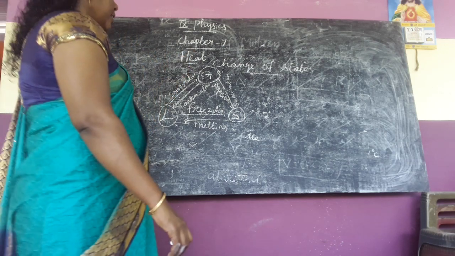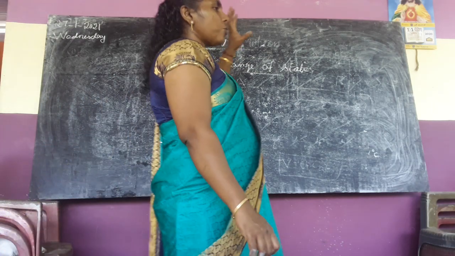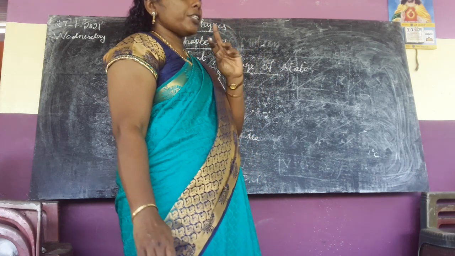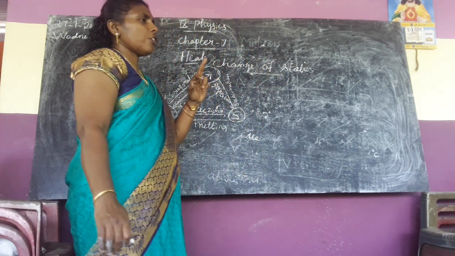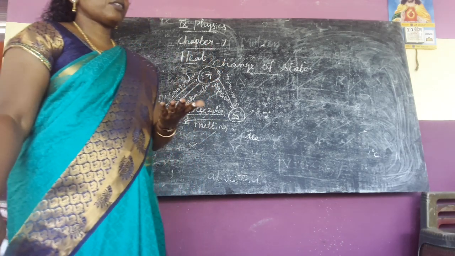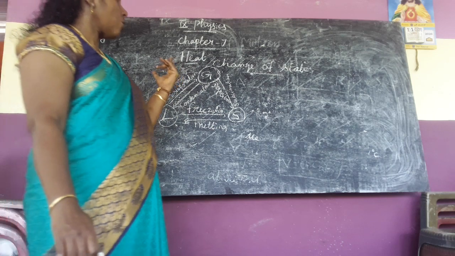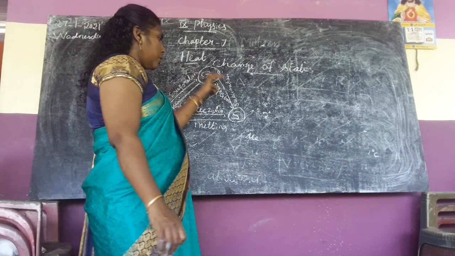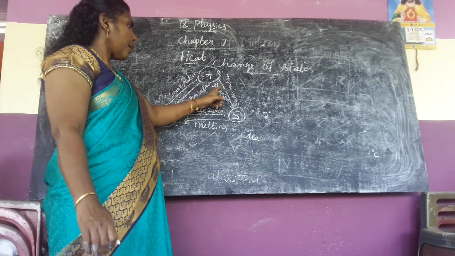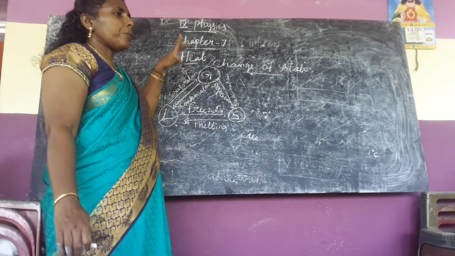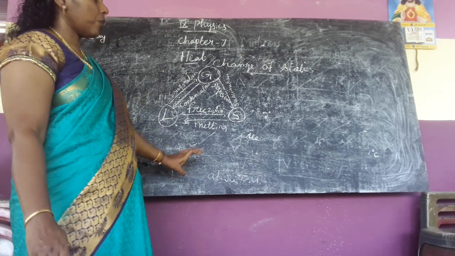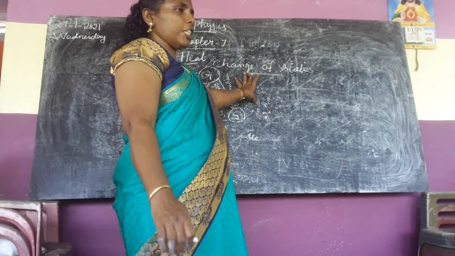Explain change of state. If a detailed answer is asked, first you have to write the definition for change of state. What is change of state? The process of changing from one state to another is called change of state. Very easy question. Then draw this diagram, the solid, liquid and the gas diagram. Then from the diagram you can write each definition. So this is the detailed answer.